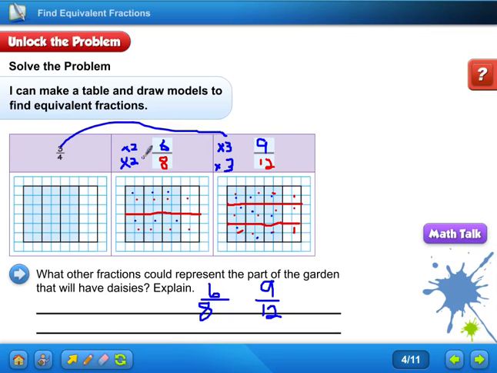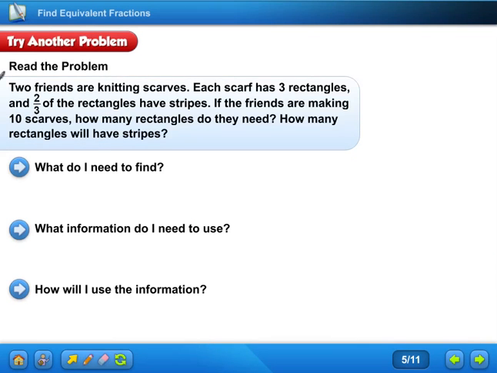So this one we drew a picture and we made a table. Let's try the next one and see how we can do that one. Two friends are knitting scarves. Each scarf has 3 rectangles, and 2/3 of the rectangles have stripes. If the friends are making 10 scarves, how many rectangles do they need? How many rectangles will have stripes? So we need to answer 2 questions here.